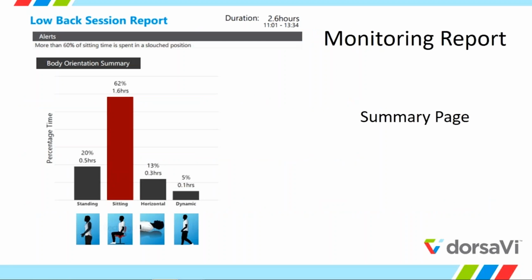All right, so of the monitoring report, the first page is the summary page. It shows you at the top right how many hours they monitored. So it's 2.6 hours, and it gives you the time. And then it gives you an orientation summary. So they spent 20% of that time standing, 62% sitting, 13% laying down, and 5% in dynamic movement, just moving around.